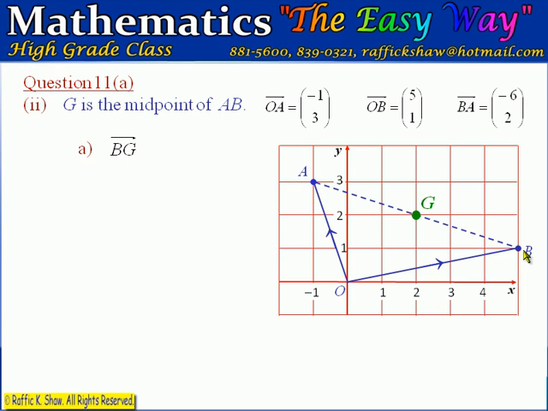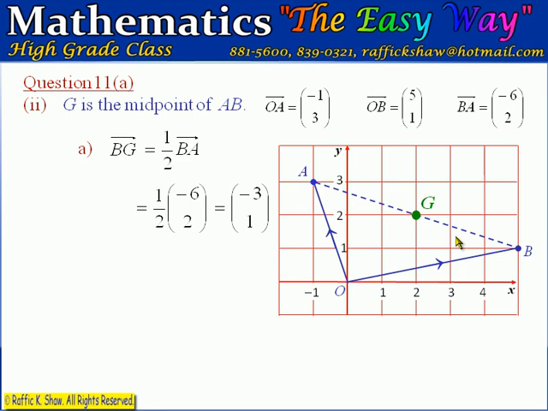That's right here. And clearly that vector BG is simply half of vector BA. So we can show that right here. Vector BG is half of vector BA. And so we can show that calculation: BG is half of (-6, 2), which works out to be (-3, 1). And this diagram confirms that the displacement from B to G is (-3, 1).